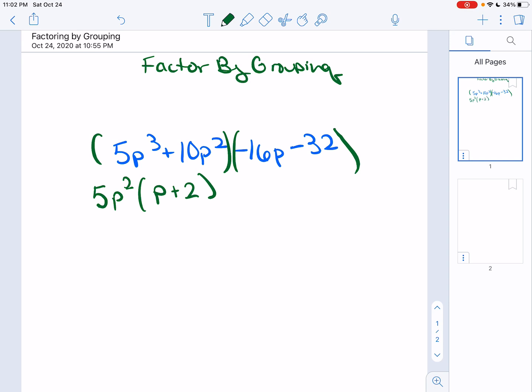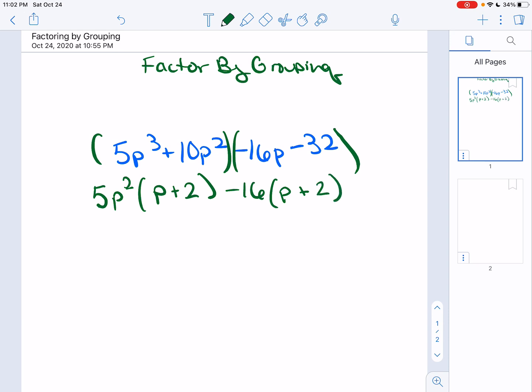Alright. So now let's do the exact same thing on the other side. The biggest thing we can pull out is a negative 16. We can't pull out anything with p because there's only a p on one side. So what's left is just p plus 2.